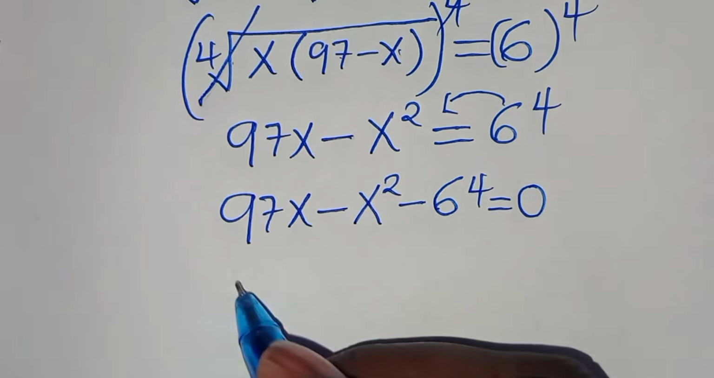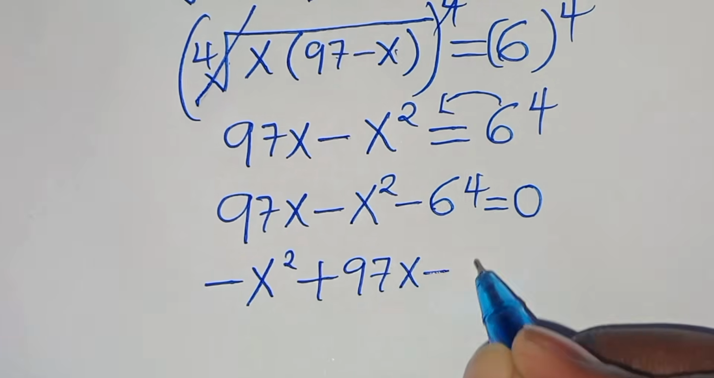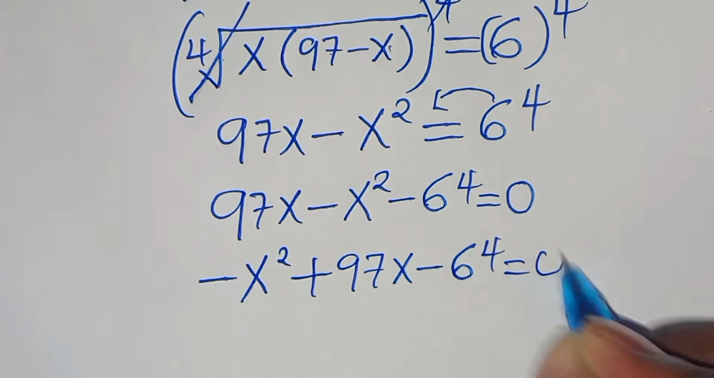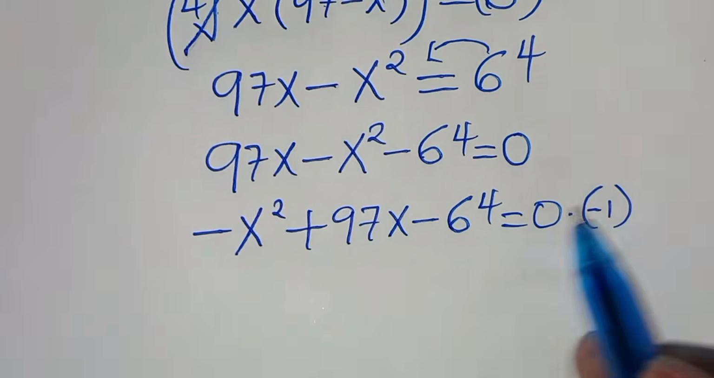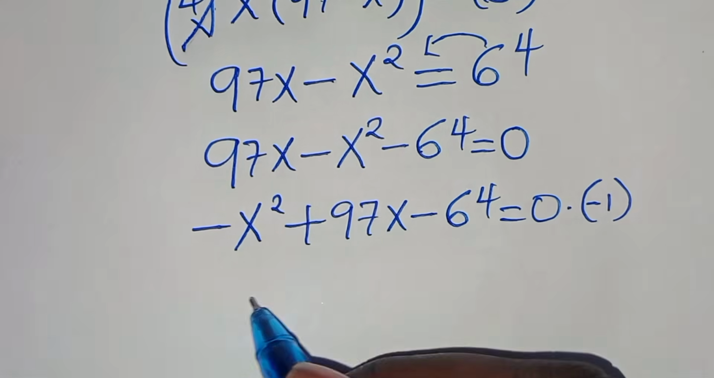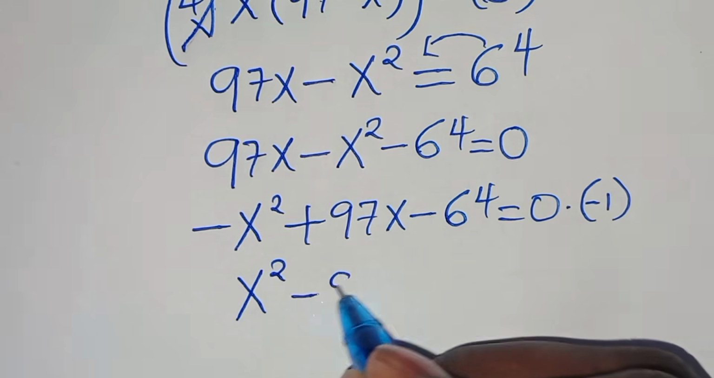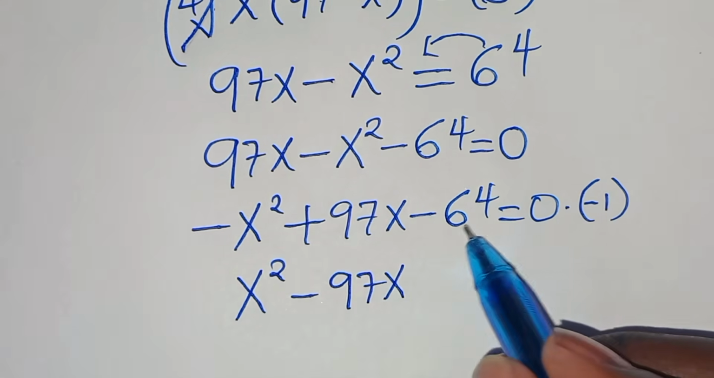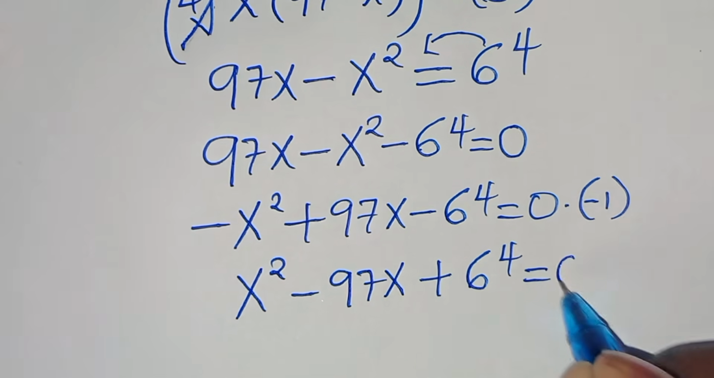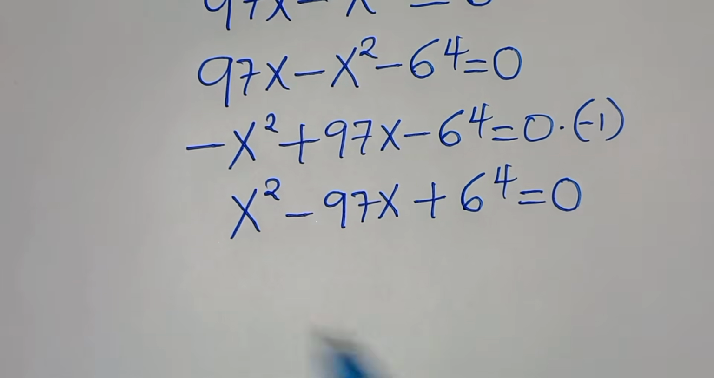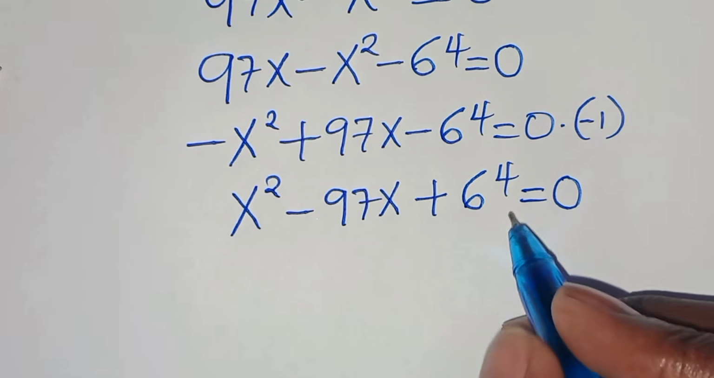Let's rearrange this equation. We have negative x to the power of 2 plus 97x minus 6 to the power of 4 equal to 0. So the next step is to multiply by minus 1 on both sides. We have negative x squared times minus 1, this is x to the power of 2. Then plus 97x times minus 1, this is minus 97x. Then minus 6 to the power of 4 times minus 1, this is plus 6 to the power of 4, equal to 0. Now, this is a quadratic equation such that we can solve by the factorization method.